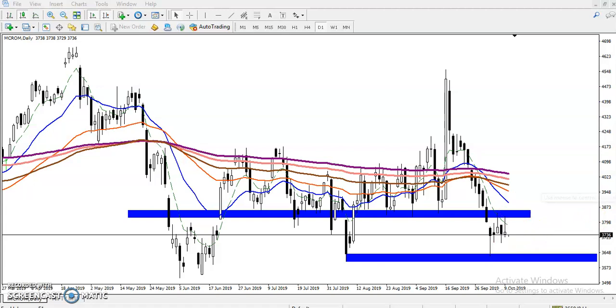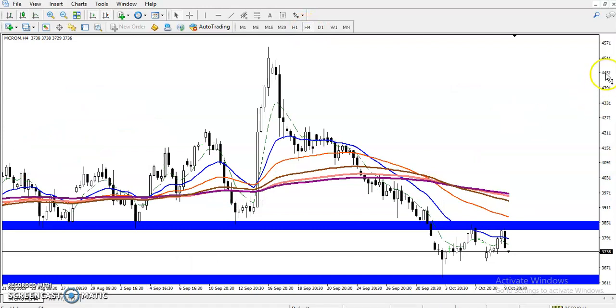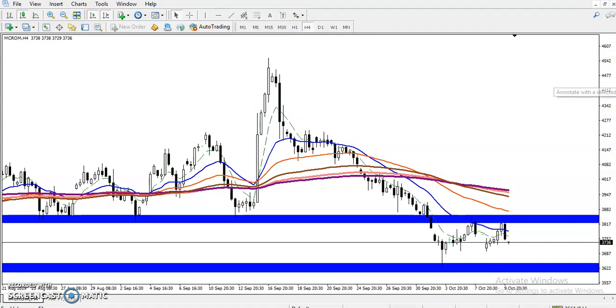So let me show you in a 4-hour time frame how it looks. Now you can see in the 4-hour time frame buyers are pushing the price toward this area, and after that, in that area, the sellers just pushed down the price toward this area. Similarly here you can see price was continuously pushing up, and one sell candle dropped down toward this area. So if you want to trade crude oil, you must trade in between this range.